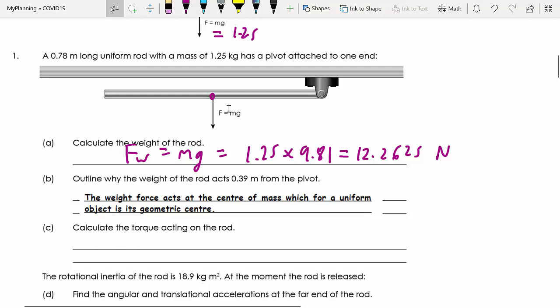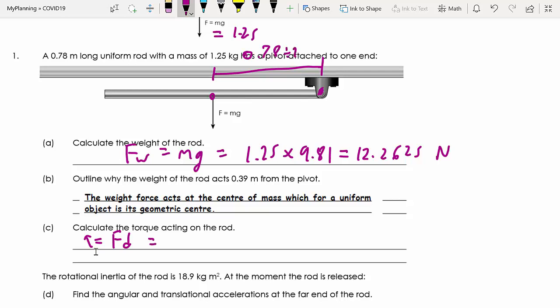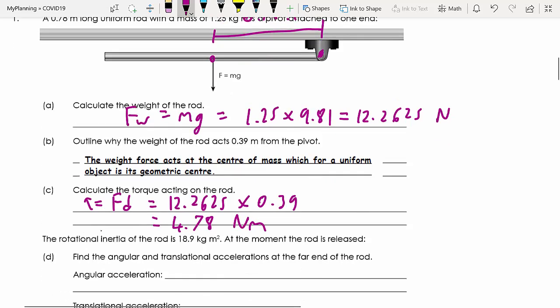Calculate the torque acting on the rod. Well, we know that torque equals force times distance, or force times radius, and we know that if that's the pivot point, then that's going to be halfway, and so we go 0.78 divided by 2, and they've already indicated that up here as 0.39, and so we're going to go 12.2625 times 0.39, and that's going to give us an answer of 4.78 Newton meters. Force measured in newtons, distance measured in meters, we get a unit of Newton meters.